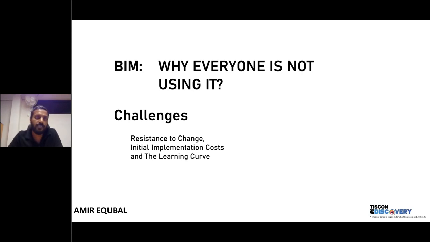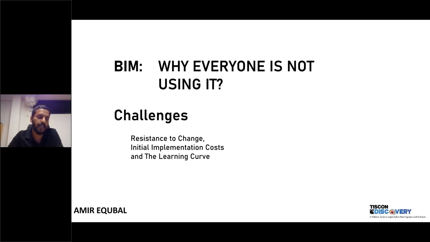Also, it has quite a different way of representing things and a quite different way of dealing with the details. The number one cause, I feel, is resistance to change: understanding the concepts and trying it out.